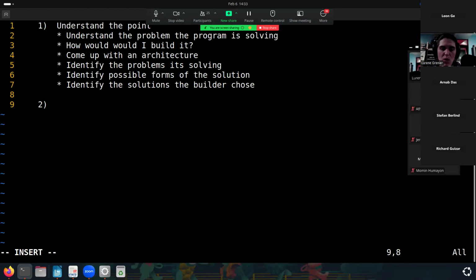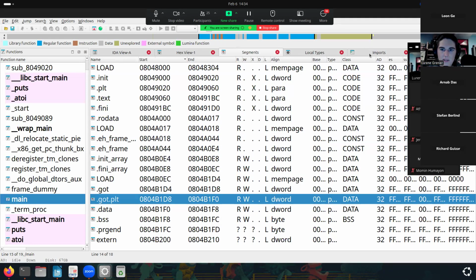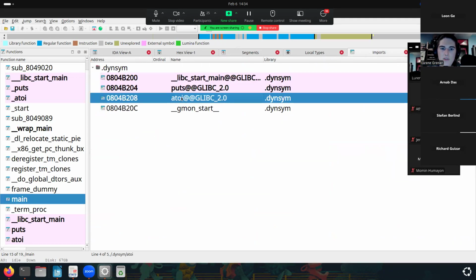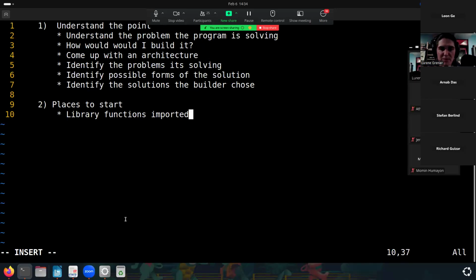So one of the best places to start is something we just looked at, which is library functions, right? I can pull up IDA and look at the imports, and I know things about puts and atoi, right? Those are known library calls. They have man pages, and even better than having man pages, they have types.